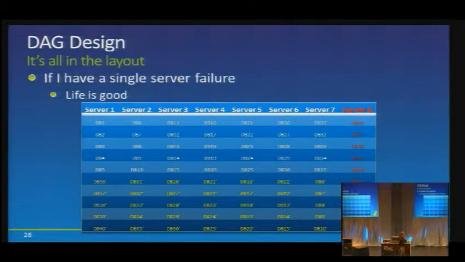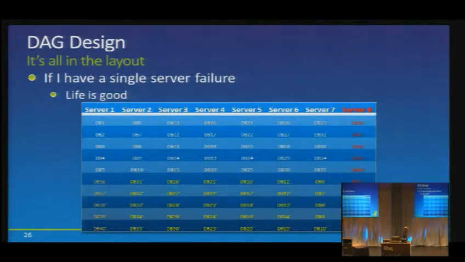Okay? So what happens if we lose one server? Well, life's still good. We lost all of these active copies over here. We did lose the passive copies, but that's not a service interruption. It's just losing redundancy in the data. We lose these active copies, but that's okay, because here's the passive copies that just got activated for each of those on server 1. Life is still good.